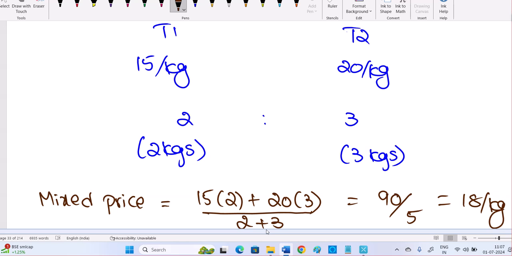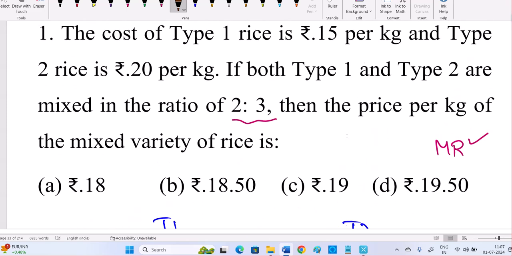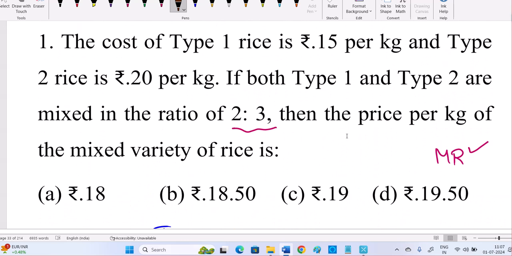Type 1 15 per kg, type 2 20 per kg. They mixed in the ratio 2 is to 3. 2 kgs from first one, 3 kgs from second one. Or you take 20 from first one, 30 from second one. You have to take some value satisfying that ratio. Then mixed price is 90 rupees for 5 kgs, which indicates 18 per kg. That's what you can find here. Option A.